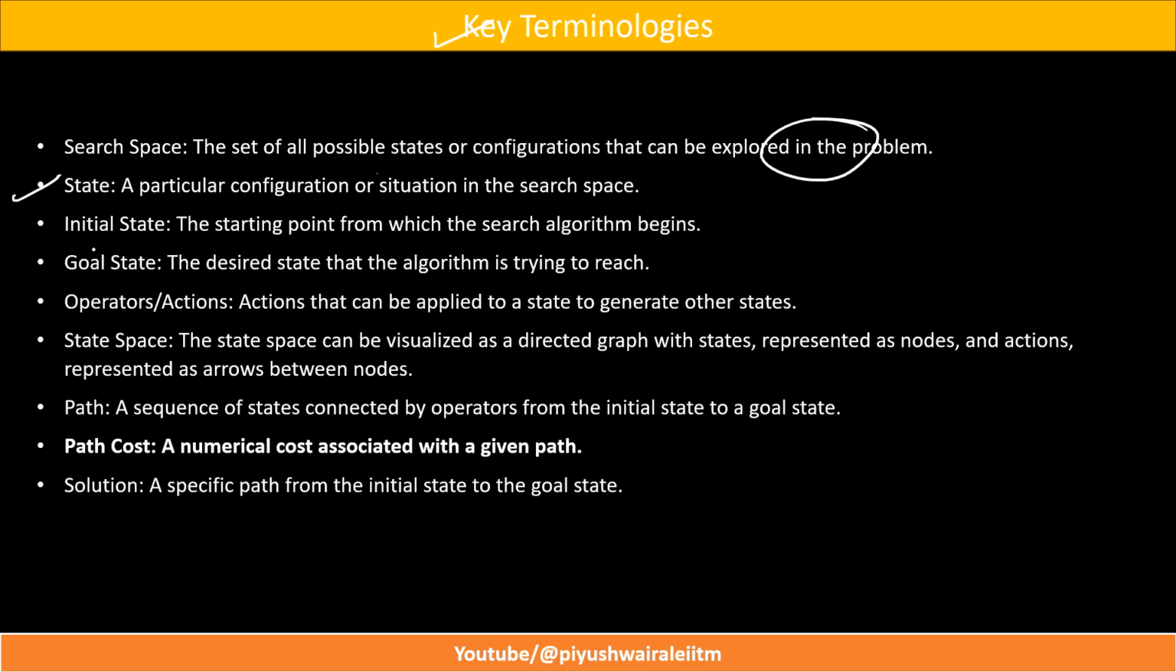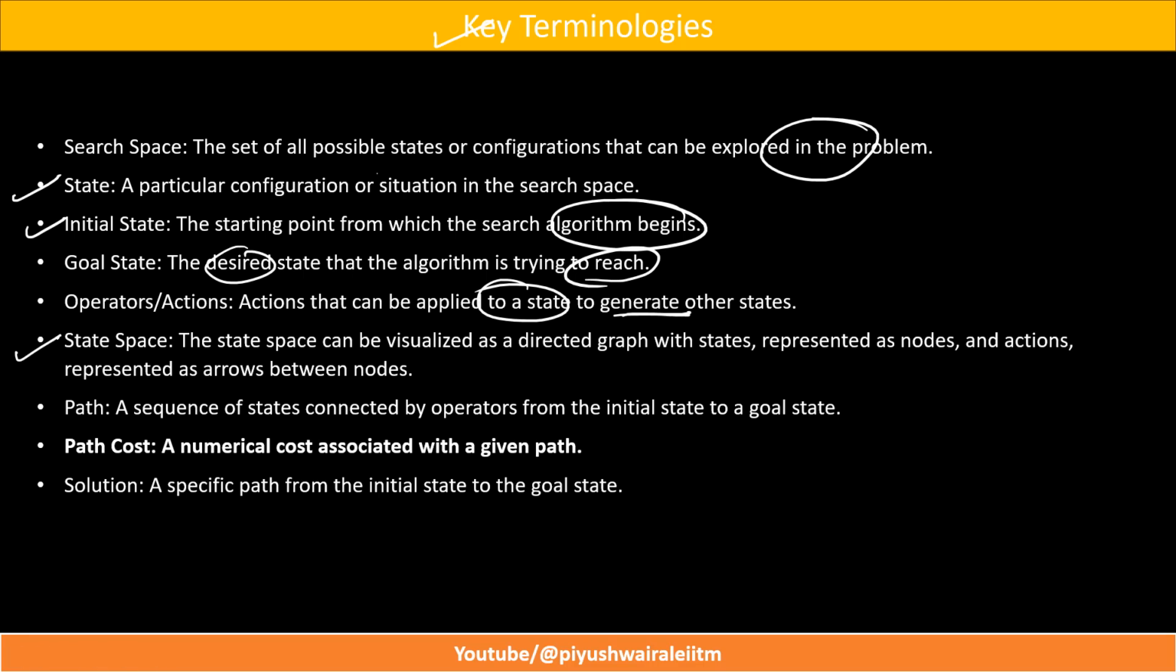Now, what is the initial state? The starting point from which the search algorithm begins. What is the goal state? The desired state that the algorithm is trying to reach. What are operators or actions? Actions that can be applied to a particular state to generate another state. In the previous example, I can move the empty tile left, right, up or down. That is basically an action.